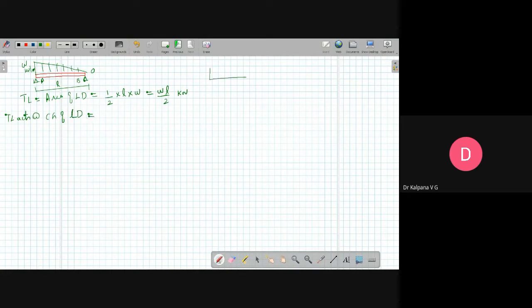So for a triangle, the center of gravity is, if this is L, from here this is the CG, one third of L, or from this end it is two third of L. Hence, we have to mention whether it is from A or from B. If it is from the left support A, the total load acts at one third distance of L, so I can draw once again the beam diagram.